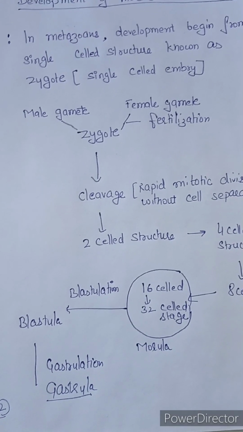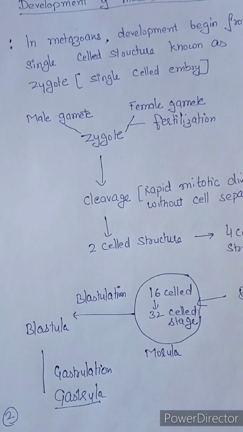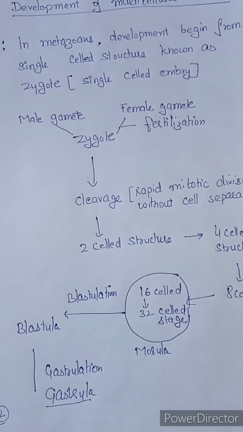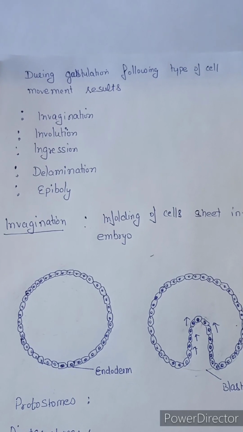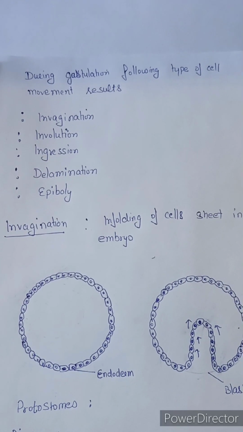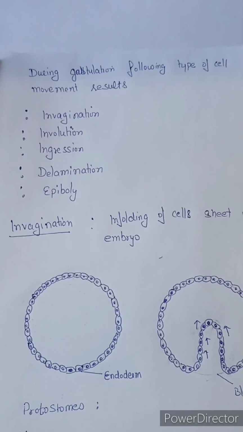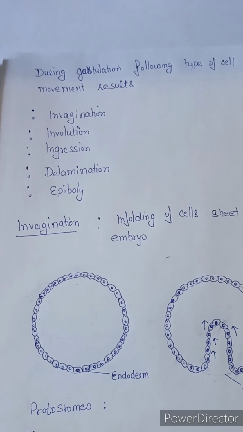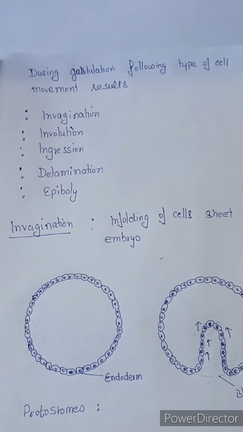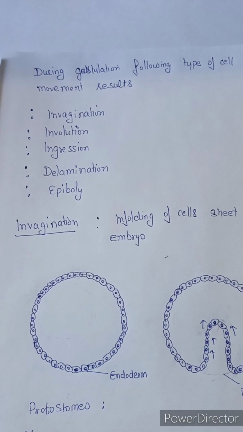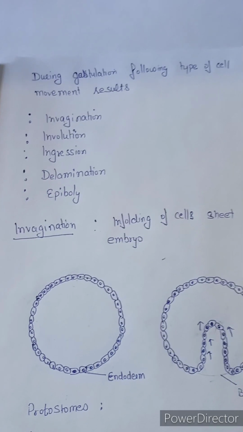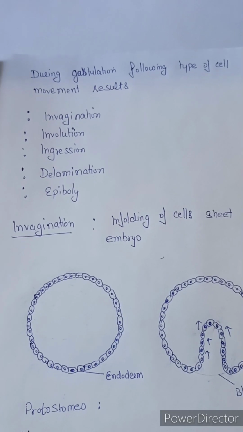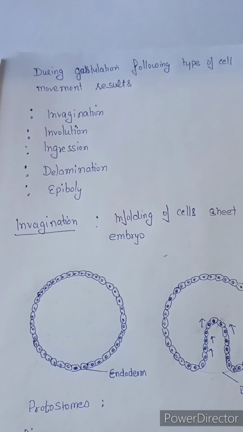So today our concern is to see what kinds of cell movements occur during the gastrulation process. During gastrulation, the following types of cell movements are there. First is invagination, which is enfolding of the cell. Involution is there, ingression is there, delamination and epiboly. This is the list of the cell movements which occur during the process of gastrula formation.